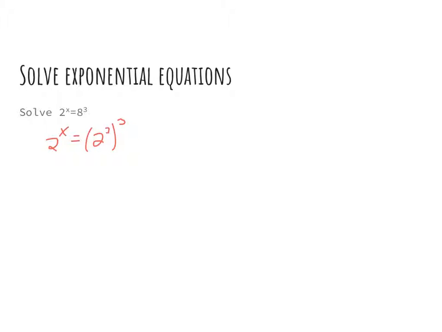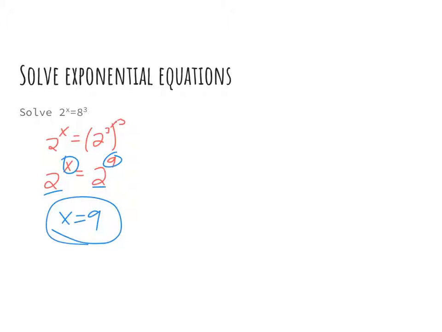So I can say that 2 to the x is equal to 2 to the third, raised to the third. Now when we've got a power of a power, if you remember that, we multiply our exponents together. So really 2 to the x is equal to 2 to the 3 times 3, which is 9. So 2 to the x is equal to 2 to the 9. Now that my bases are the same, I can set my exponents equal to each other. So my answer is x equals 9.